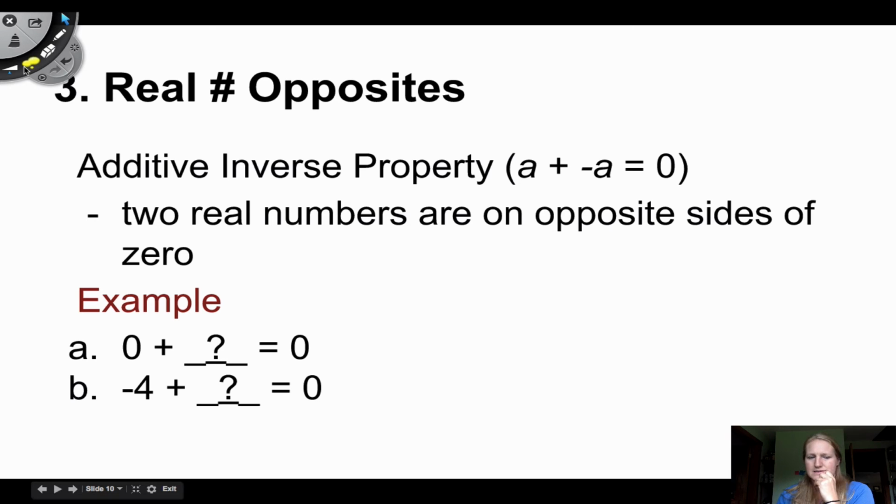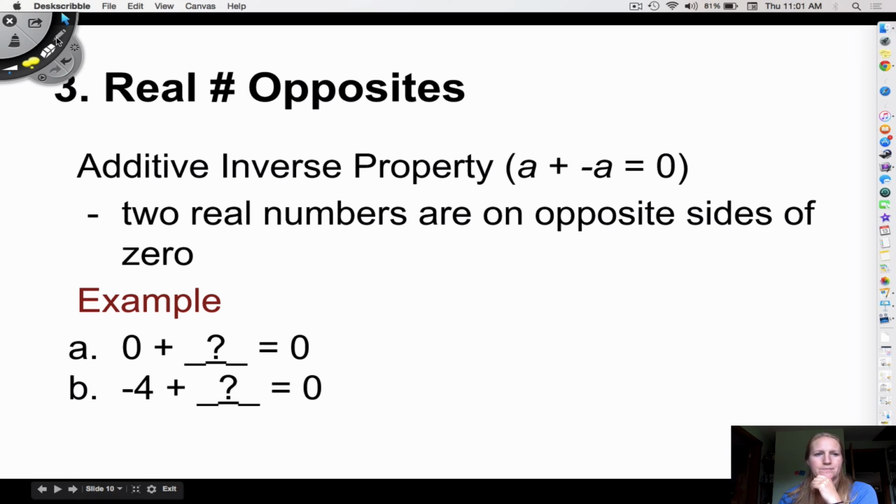Real number opposites is the next one. It uses the additive inverse property, and that property is represented by this. You need to get to 0. So if you have some number here, what do you add to it to get 0? Two real numbers are on opposite sides of the 0.